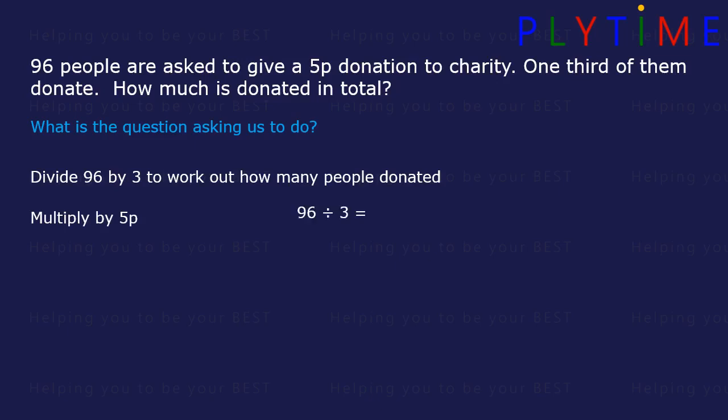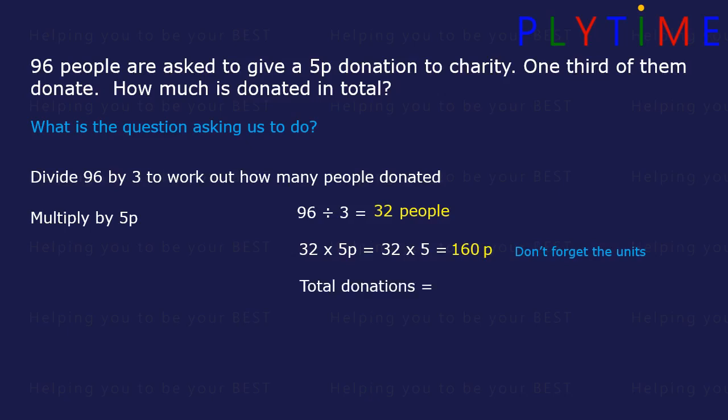So 96 divided by 3 is 32. So 32 people donated. Then we need to multiply 32 by 5 pence. And 32 by 5 pence is the same as 32 by 5, which is 160, or 160 pence. Don't forget the units. The total donations are 160 pence.